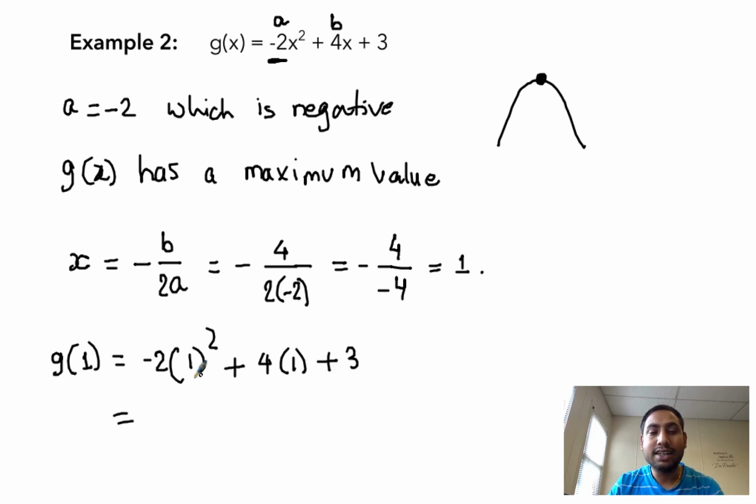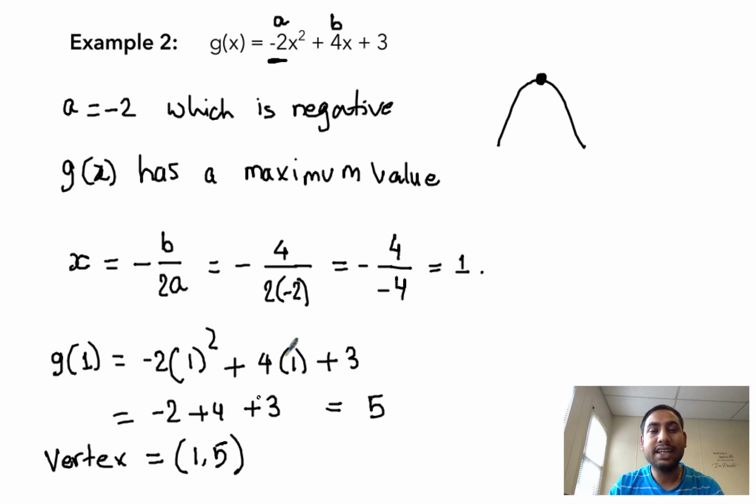1 squared is 1, times -2 is -2. Plus 4 times 1 is 4, plus 3. Now, -2 plus 4 is +2, and then plus 3 is 5, right? So that is going to be the y value of the vertex. So let's write down what the vertex is. So the vertex is (1, 5).